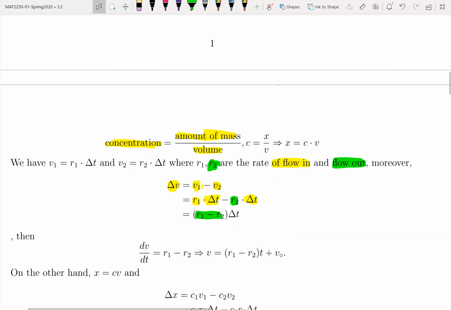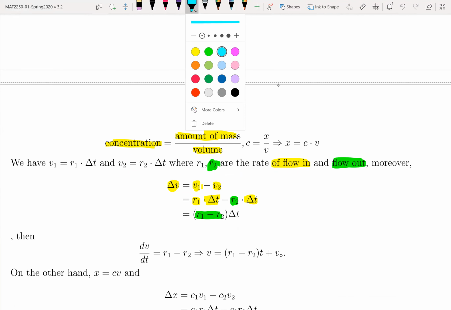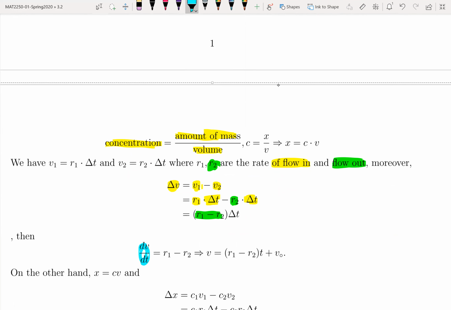Okay, so if I want to write the differential equation for the volume, that means the volume is changing per unit time by subtracting the rates, rate in minus rate out. So this gives me the formula for finding the volume of this tank per unit time: subtract the rates, times time.